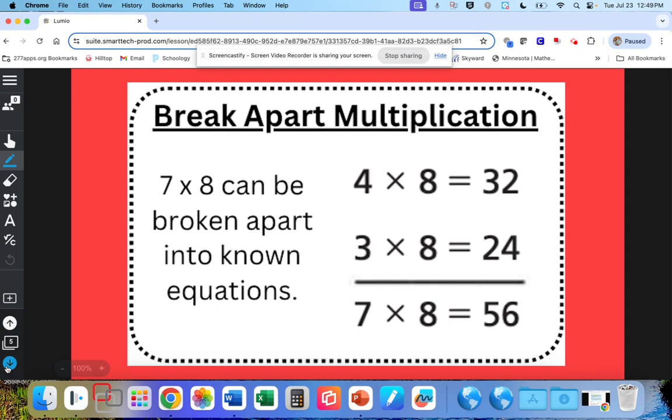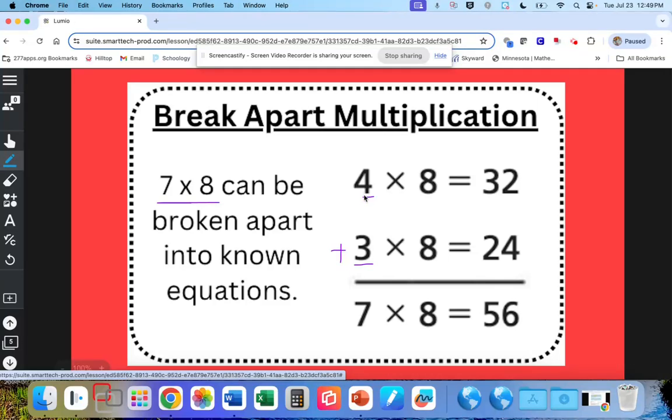Now, because we're working with our 6s, 7s, 8s, those are sometimes the harder multiplication problems. But we could actually break our problem apart. And we call this the break apart multiplication method. So if we have the problem 7 times 8, we can break that apart into 4 times 8 and 3 times 8, because 4 plus 3 equals 7.